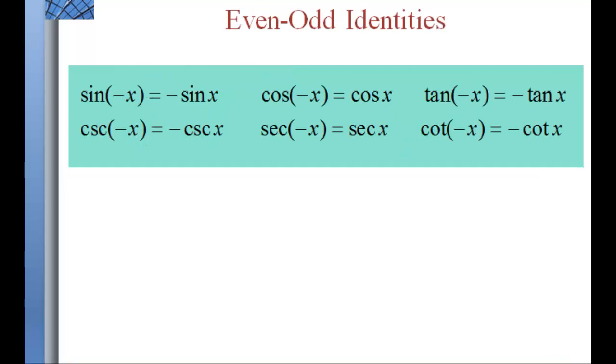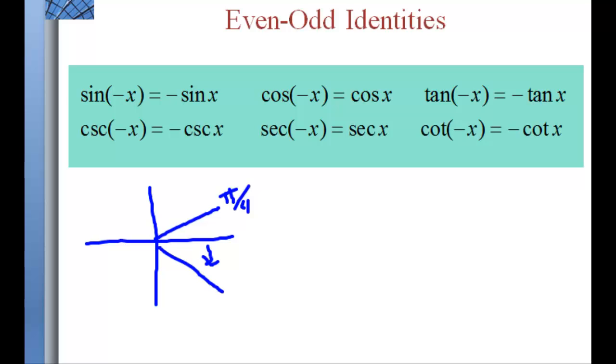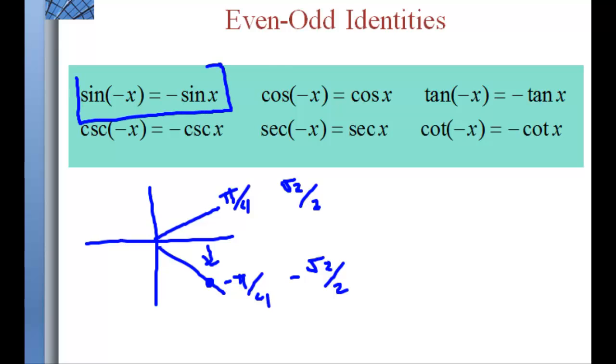Let's look at some even and odd identities. Let's take pi over 4. If we take sine of negative pi over 4, we'll go down here to negative pi over 4. Sine of pi over 4 is root 2 over 2. Sine of negative pi over 4 is negative root 2 over 2. That's what we have right here. So sine of negative x is the same thing as negative of sine of x, so this is an odd identity.